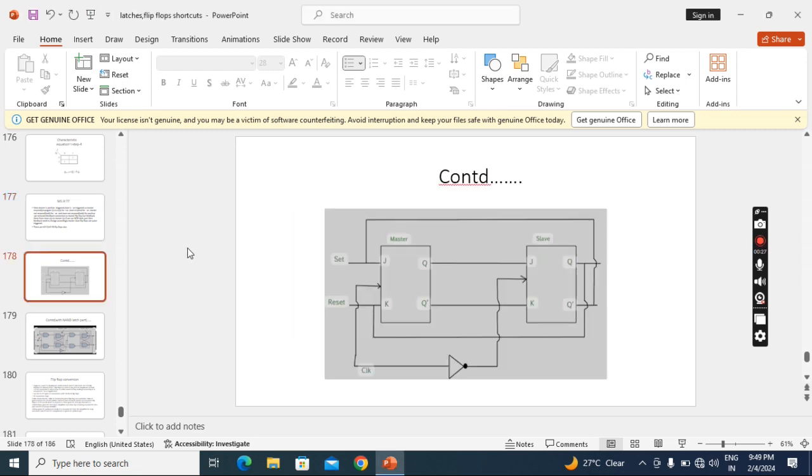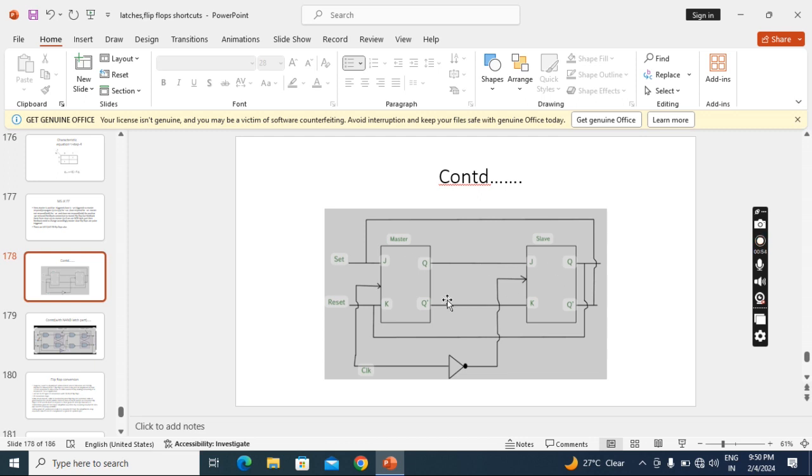This is the logic diagram. This master-slave JK contains two JK flip-flops. This one at the input side is called the master JK flip-flop. This flip-flop at the output side is called the slave JK flip-flop. Why is this called slave? Because this is working based on the output of the master. It depends on the output of the master. That's why this is called slave.